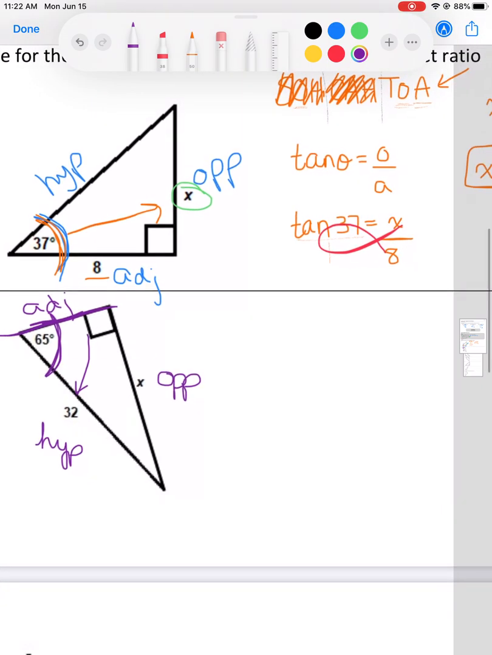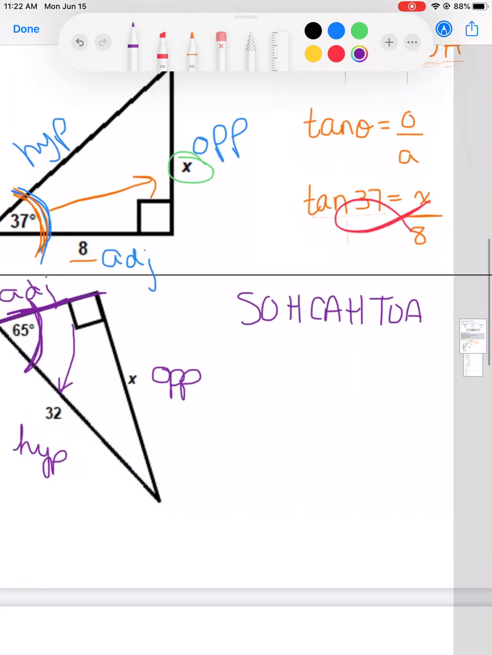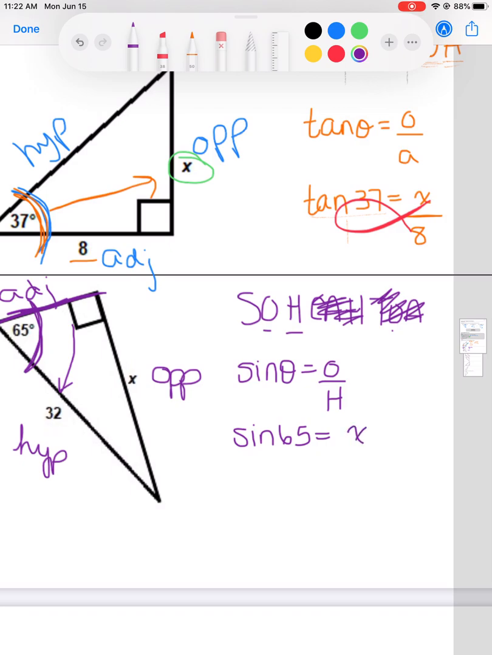So again, I'm going to set up my SOHCAHTOA. What are we looking for? We're looking for the opposite again. So I'm going to get rid of cos. What else do we have? I have the hypotenuse, so I'm going to get rid of tan. That means I'm using sine. My opposite is x. My hypotenuse is 32. We're going to set up the fish again.